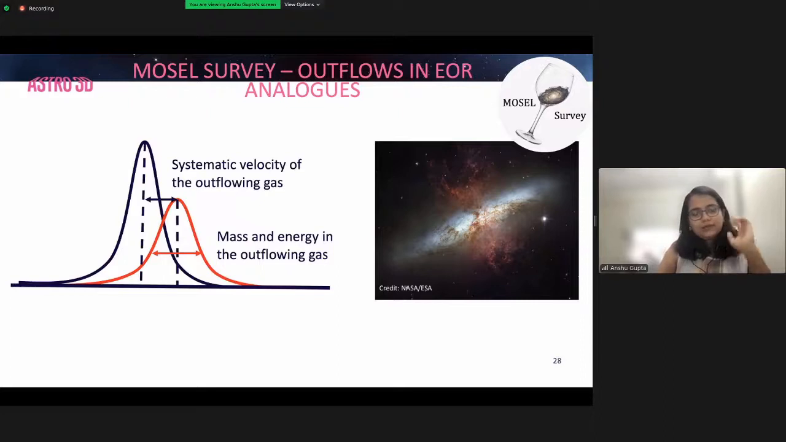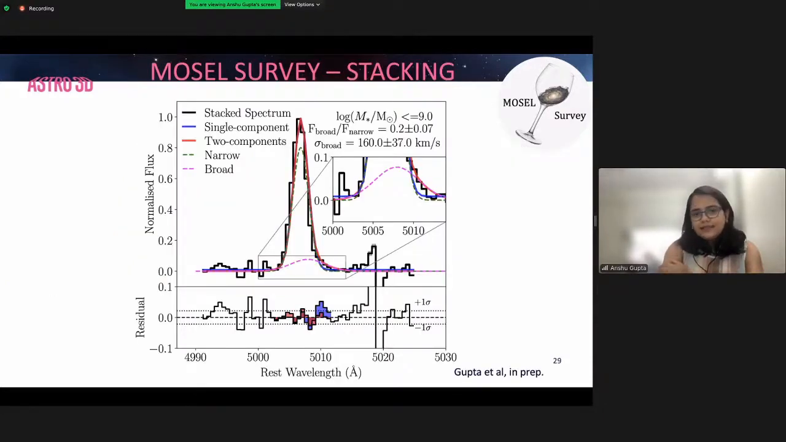Usually to identify outflows, we do multi-component emission line fitting. We look for a secondary broad component in the emission line. This is one of the stacked spectra for my sample. You can see this really bright peak in the middle. That's coming from the main component of the gas, the gas that is associated with the galaxy and moving with the galaxy itself. And you fit a secondary component, which will be gas that has a different velocity or a different motion compared to the gas co-rotating with the galaxy.